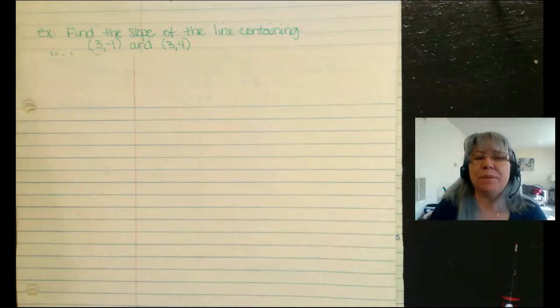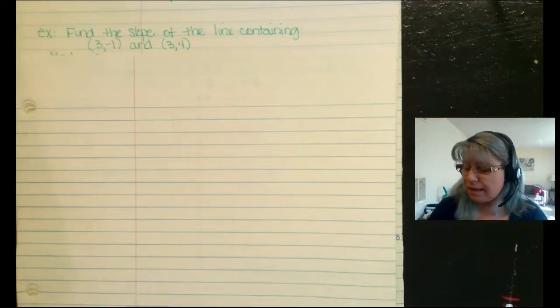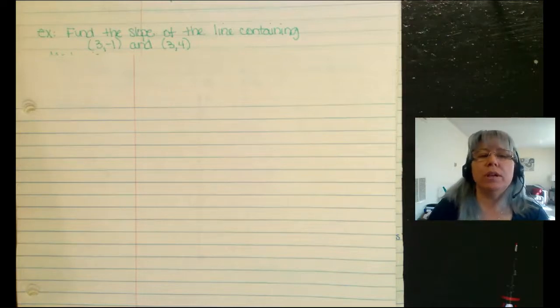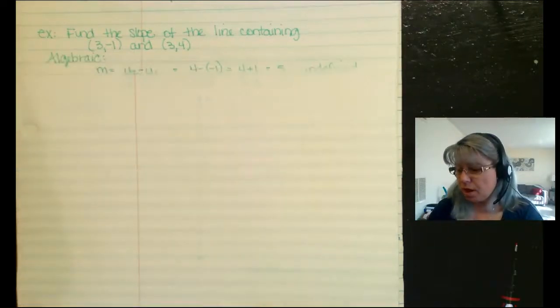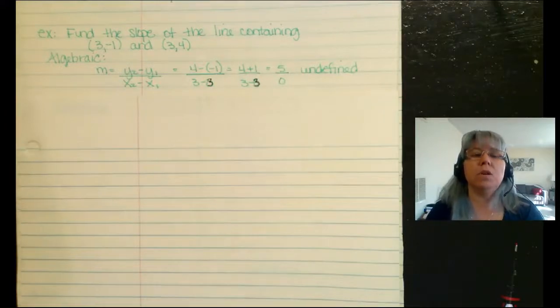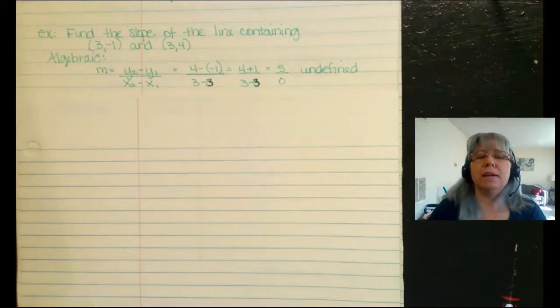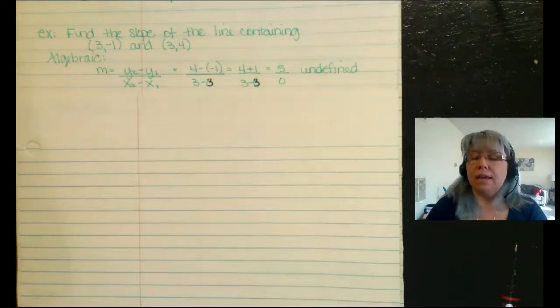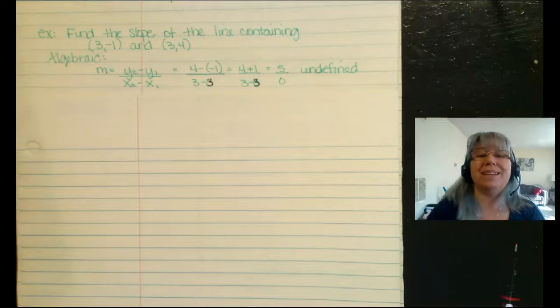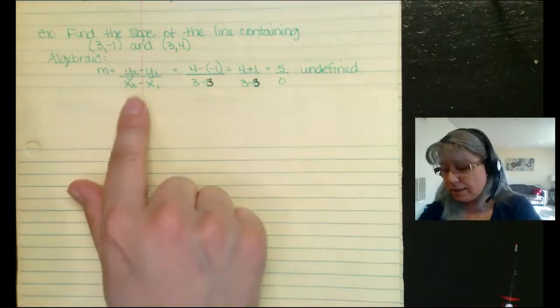Let's try another example. Let's find the slope of the line that contains the 2 points 3, -1, and 3, 4. Using my slope formula, m equals y2 minus y1 all over x2 minus x1. And before I continue, I will say I recommend anytime that you use a formula that you write it down. Anytime that you use it. Because the more times that you write it down, the easier it will be to recall the formula that you need at that moment. So always write it down.